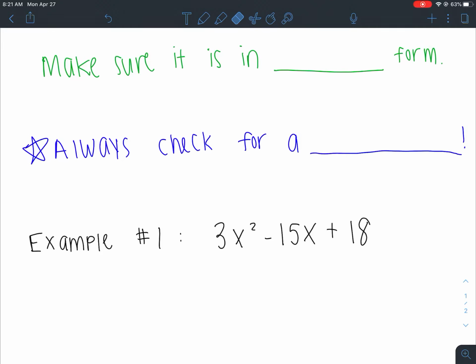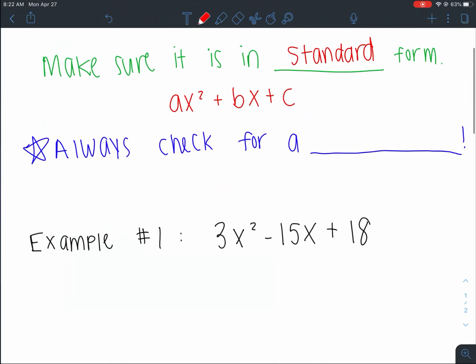This video is going to go over a review of factoring. So with factoring, we always want to make sure that our quadratic is in standard form. Now remember, standard form is ax squared plus bx plus c, where a, b, and c are numbers. Now you always check for a greatest common factor.